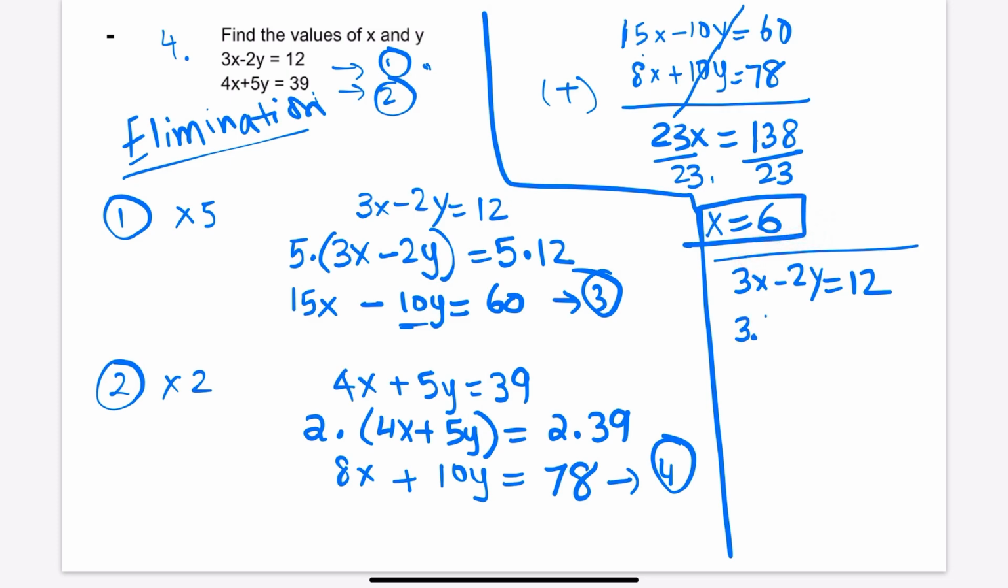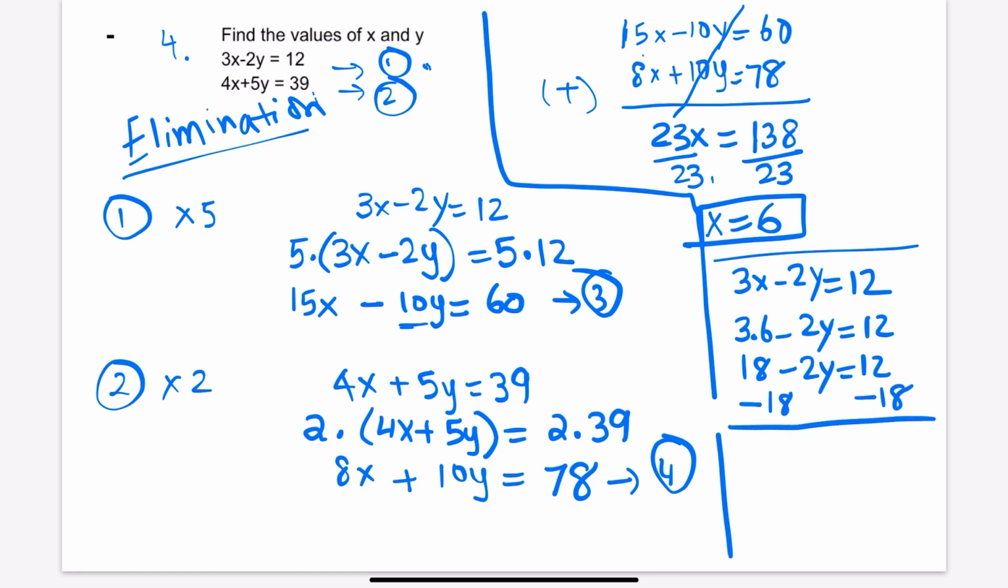It's 3 times 6 minus 2 times y is 12. 3 times 6 is 18, minus 2y is 12. Let me rewrite this. In order to find y, let's isolate y. So let's remove 18 from both sides. This gets cancelled out. I'm left with negative 2y is 12 minus 18, which is negative 6. To find y, divide both sides by negative 2. So I'm left with y equal to 3.